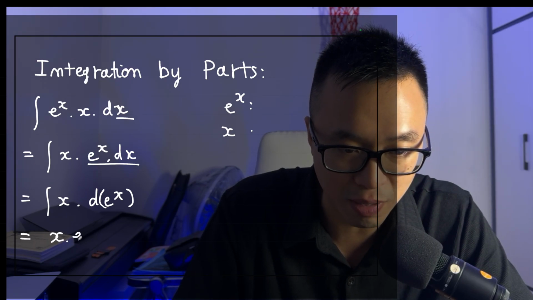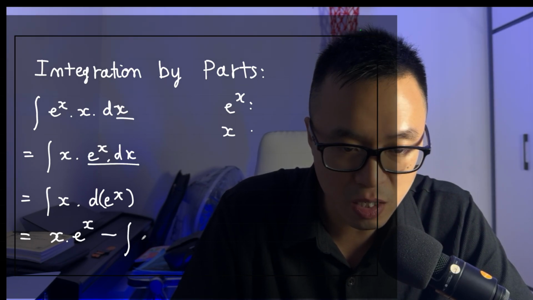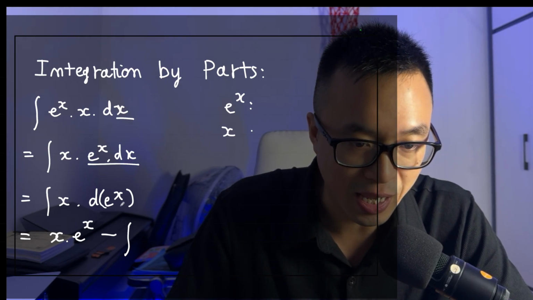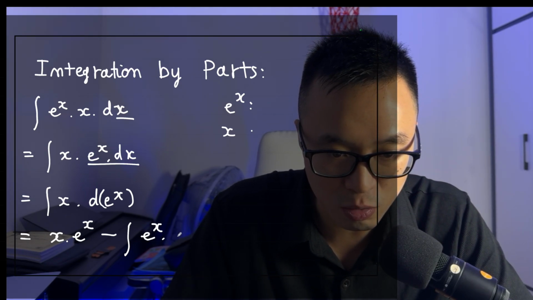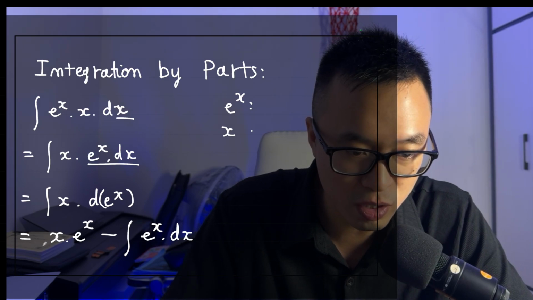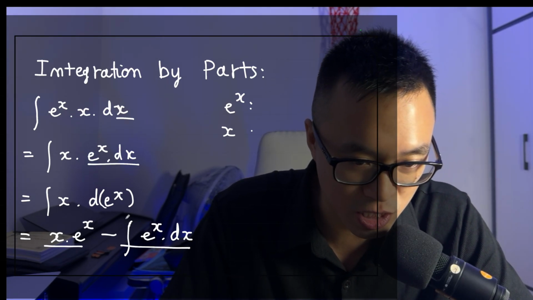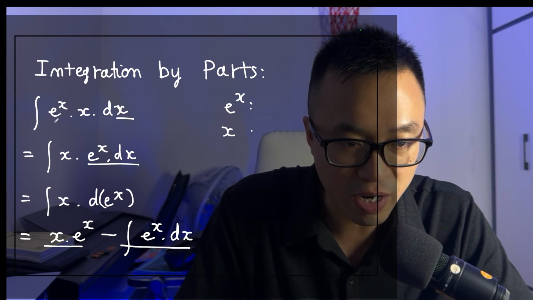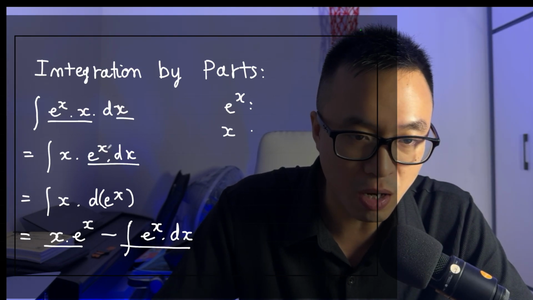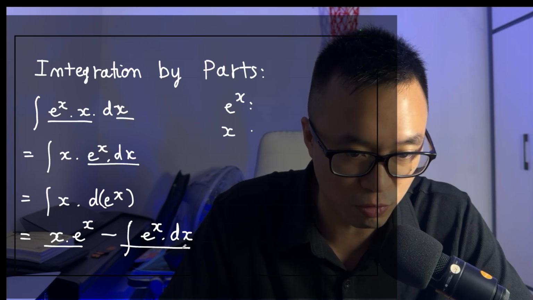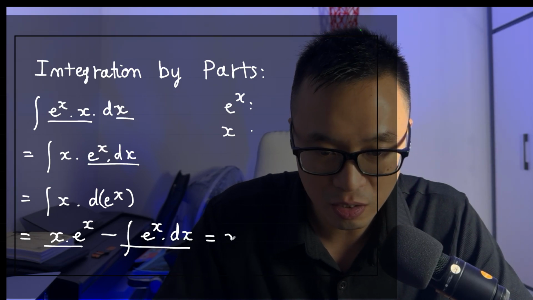You get x multiplied by e to the power of x, minus the converse position between x and e to the power of x. Now this one you don't need to calculate the integral, but this one you do need to calculate, but it is very easy now. From a very complicated function like this, you apply integration by parts and this becomes much easier.